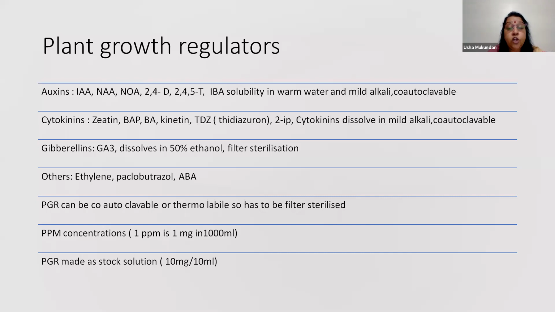That means you can add in the culture medium as it is and autoclave the culture medium. But if it is not co-autoclavable, that means it will break down if you autoclave it. Then what you have to do after you have made the medium, you have to add the PGR using filter sterilization. Can you tell me how do you do filter sterilization?